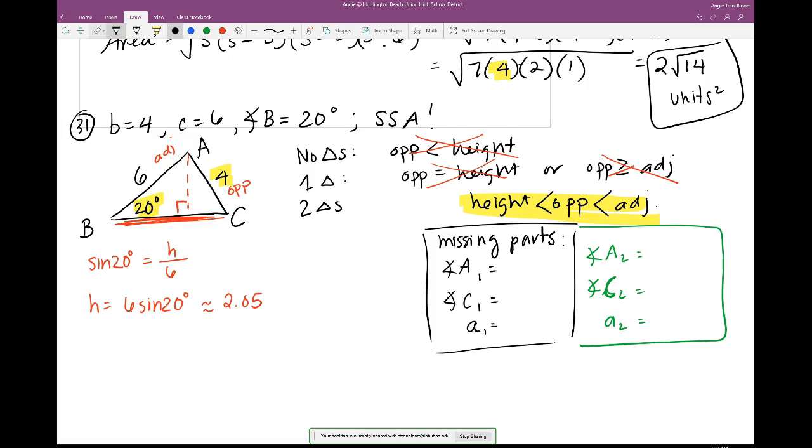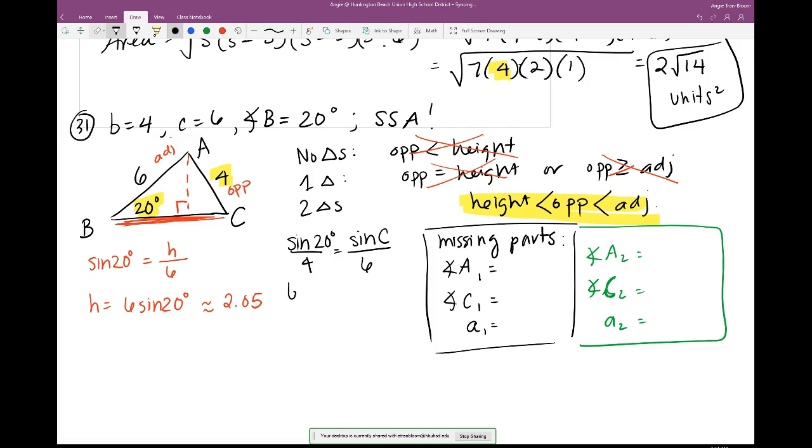How do you find the first one? Big C, big A, or little a? Law of sines. Yeah, okay. Which one do you want to find first? Sine of 20 degrees over 4 equals sine of big C, which is unknown, all over 6. Beautiful. What do you do next?